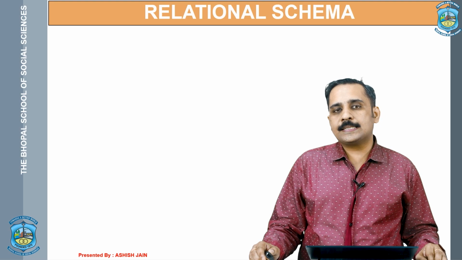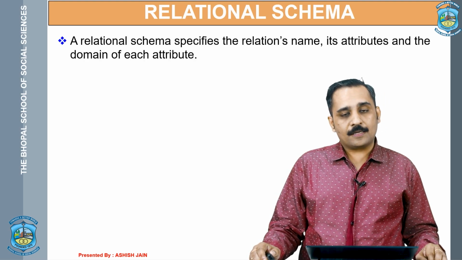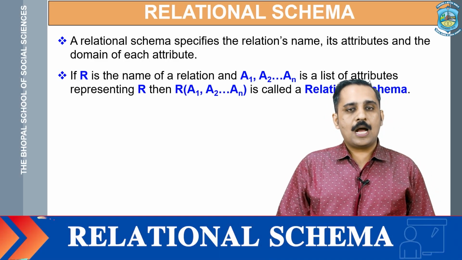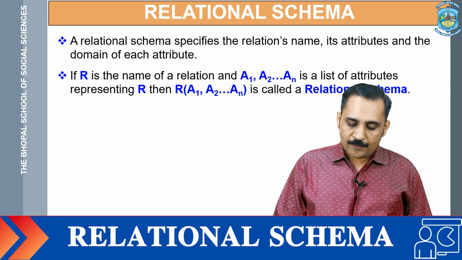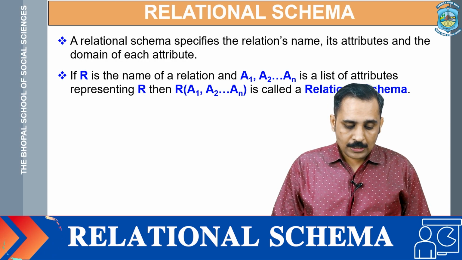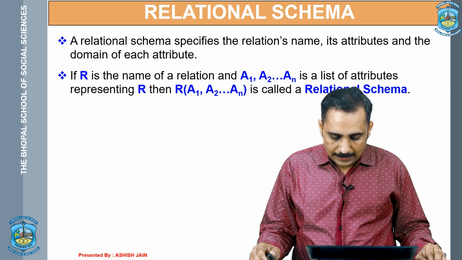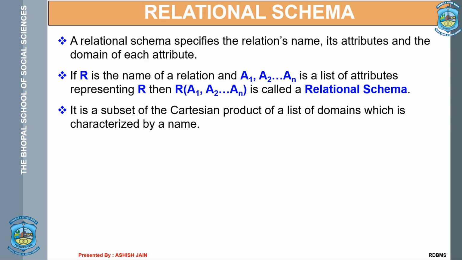Now we come to relational schema. Schema means design. A relational schema specifies a relation's name, its attributes, and domain of each attribute. How it is designed. If we say that capital R is the name of a relation which contains attributes such as A1, A2 and so on, we can represent R as R of A1, A2 up till AN. This is called the relational schema, the overall design. Here A1, A2 are the names of the columns and R is the name of the table.